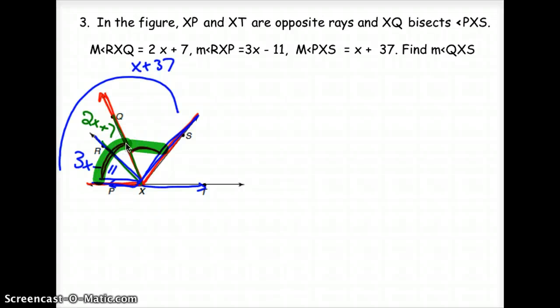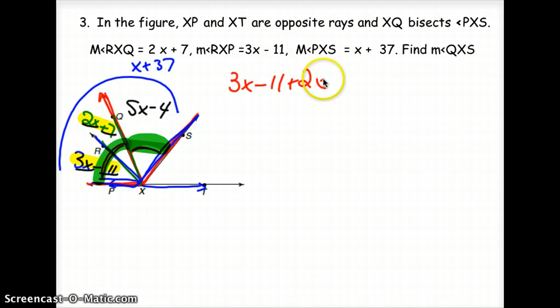Do you guys see that this piece and that piece are equal? So I'm going to add these two pieces together. That's going to give me 2x and 3x, which is 5x. Positive 7 minus 11 is negative 4. So now I have all three pieces of my angle, and I'm going to add them together. So I'm going to take my 3x minus 11, my 2x plus 7, my 5x minus 4, and it equals x plus 37.